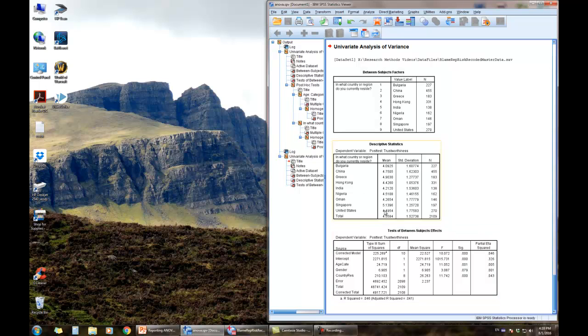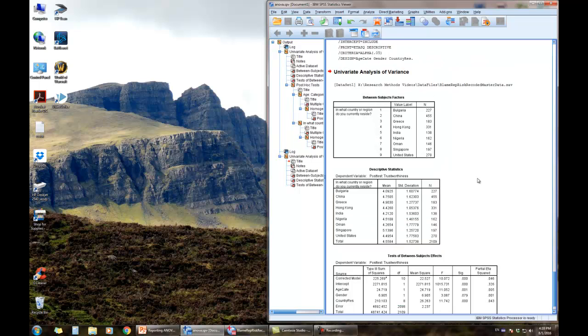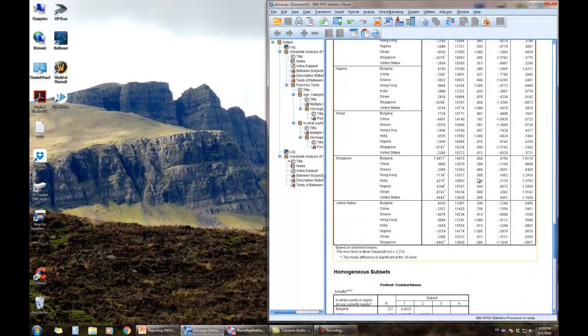But to be honest, this doesn't really tell us that much, other than being able to rank them. So here's where we go back up to our post-hoc tests from before. So let's move up to those.